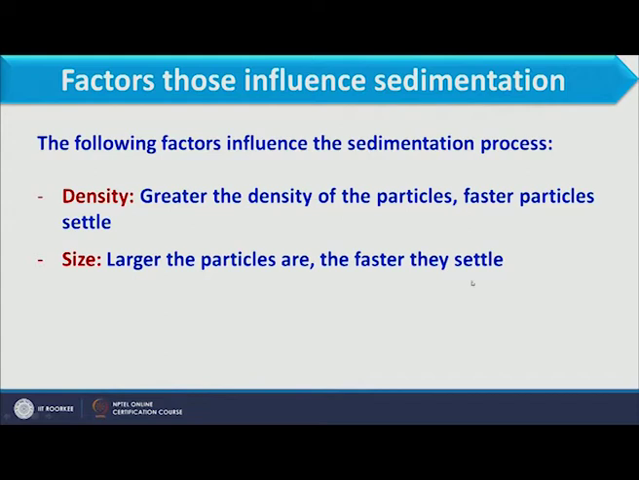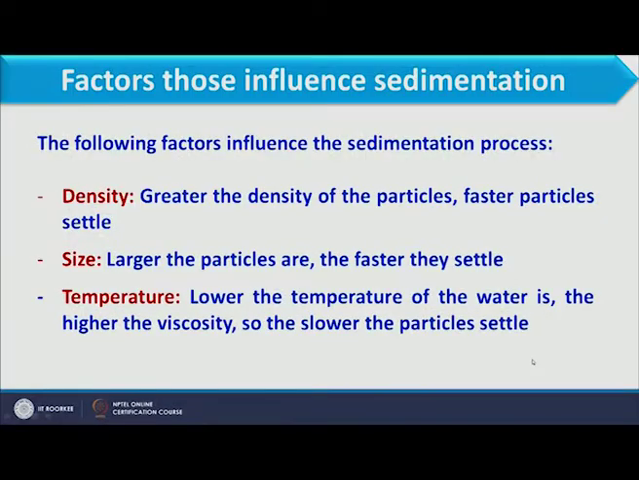But obviously we can have the idea that if two particles have the same size, and one has higher density and one has lower density, then obviously the higher density particle will settle faster. Size: the larger the particle, the faster it settles, as we have already discussed. If the particle size is higher, it has more mass, so mg will be more applicable, and it will settle faster. Temperature: the lower the temperature of the water, the higher the viscosity, so the slower the particles settle.